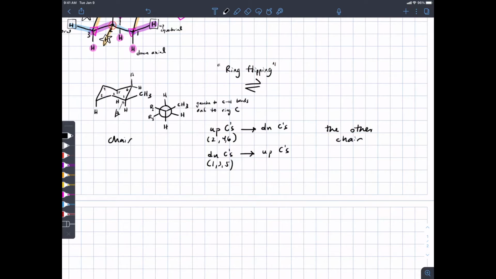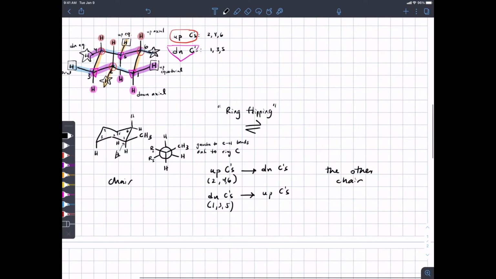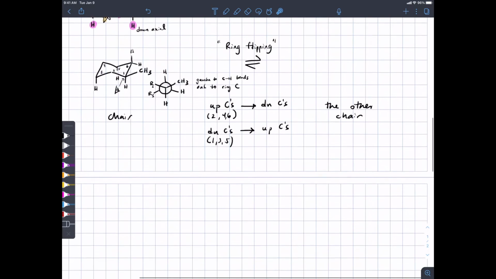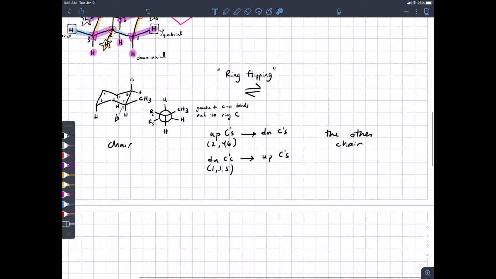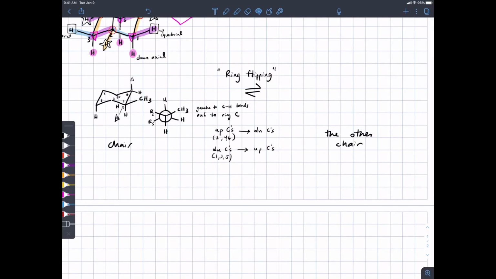carbons. So you have to imagine as though you're sort of grasping this hydrogen or this carbon, carbon-6, and you're sort of pulling it downward, and then you're taking carbon-1 and sort of pulling it upward. Okay, so this is the fundamental thing that happens when you do ring flipping.